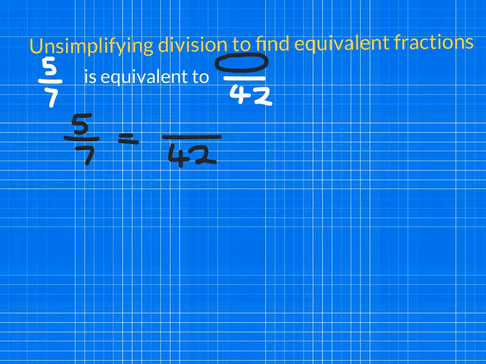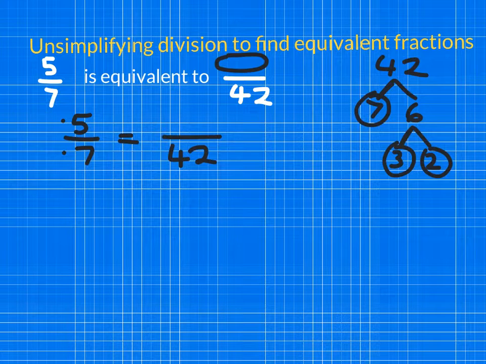So what we notice, we want to find the prime factors of each of those numbers. 5 is prime, 7 is prime, 42 has prime factors. 42 is 7 times 6. 7 is prime, 6 is 3 times 2. So what we can write down now is that, say, 5/7 is equivalent to 7 times 3 times 2.